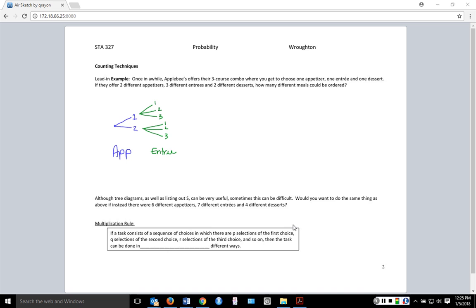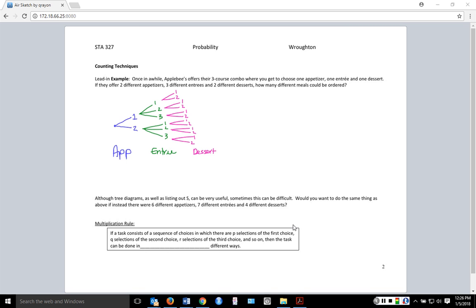And then finally, the best part of the meal, of course, is dessert. And so it doesn't matter which appetizer and entree I've chosen, I can still choose either of those 2 desserts that's left. So I could choose dessert 1 or 2 here, dessert 1 or 2 here, dessert 1 or 2 here, and keep doing that for all of my possible appetizer and entree combinations.